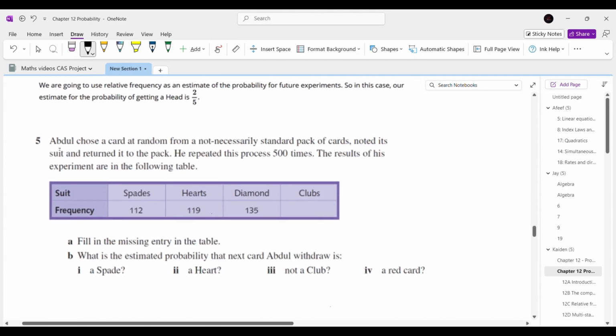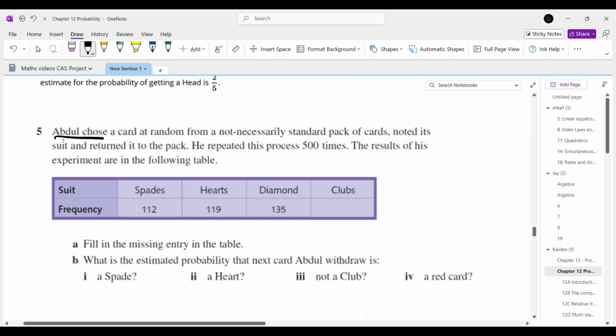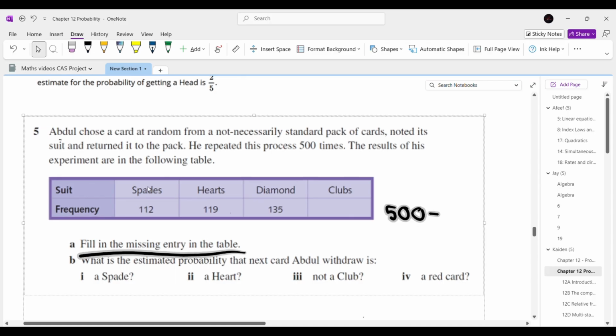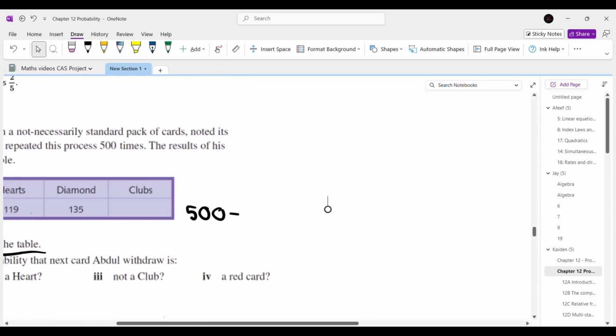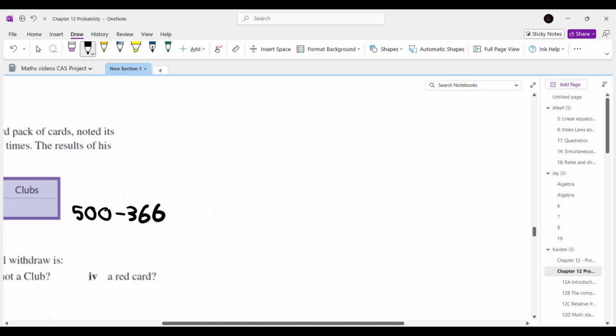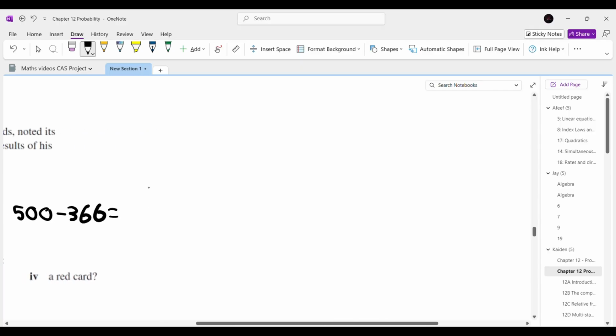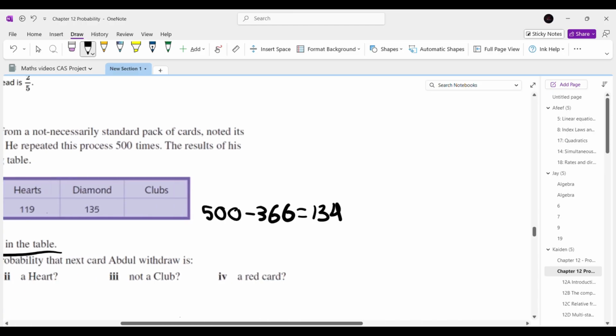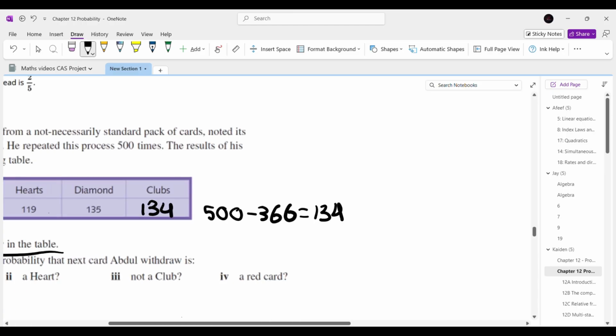So let's try this question where Abdul chose a card at random from a not necessarily standard pack of cards. He repeated this process 500 times, and the results of our experiment are in this table. So fill in the missing entry in the table. We have 500 possible cards, and if we add all of these up together, we get that these different categories have had 366 of the cards drawn. So the number of clubs would just be equal to 134. So there were 134 clubs that were drawn.